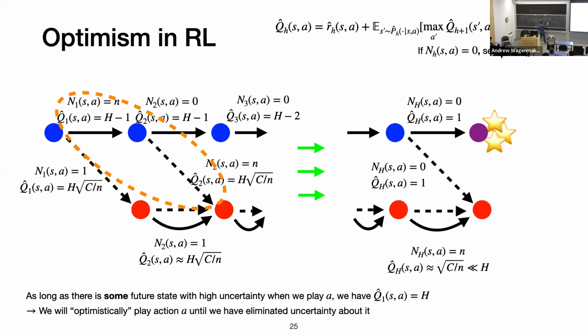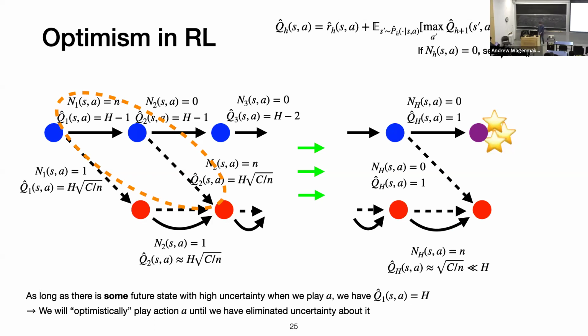But at the very least, this will be some value. If I assume the rewards are in 0, 1, this will be some value greater than 0. Now the next term in this Q function is the expected value over my estimated transitions for the Q function at the next step. If I have not taken this action, I don't know what the transition is at that step. So this could really be anything.